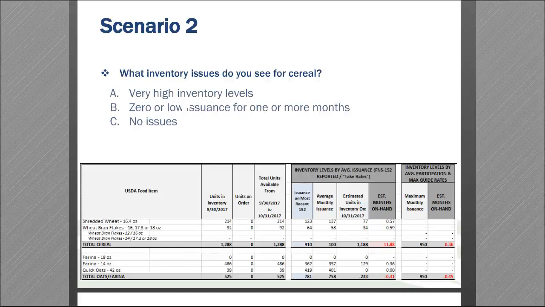So now that we've covered the basic analysis you can do with a calculator, let's go over another scenario. What inventory issues do you see for cereal in the example on this slide? A, very high inventory levels. B, zero or low issuance for 1 or more months. Or C, no issues.